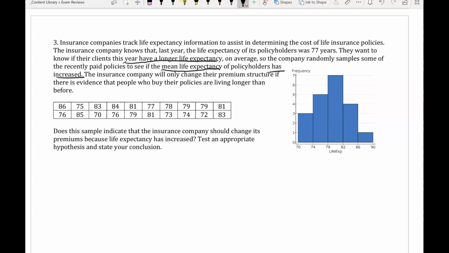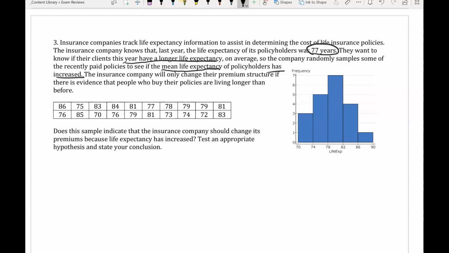Okay, all right. What you want to notice here is that we're actually comparing against an old number, an old value. Okay, the insurance company will only change their premium structure if there's evidence that people who buy their policies are living longer than before. Okay, and they had a mean before of 77 years. We've got that information right there.